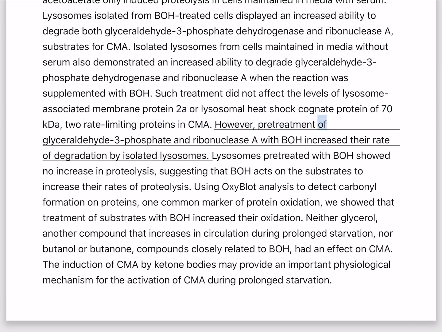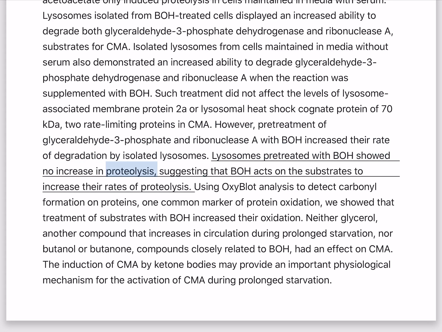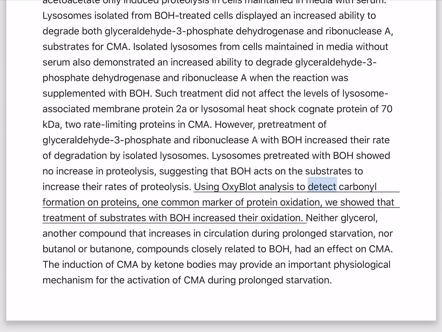However, pretreatment of glyceraldehyde 3-phosphate dehydrogenase and ribonuclease A with BOH increased their rate of degradation by isolated lysosomes. Lysosomes pretreated with BOH showed no increase in proteolysis, suggesting that BOH acts on the substrates to increase their rates of proteolysis. Using oxyblot analysis to detect carbonyl formation on proteins, one common marker of protein oxidation, we showed that treatment of substrates with BOH increased their oxidation.